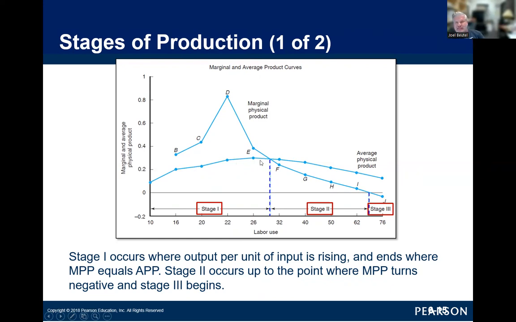One way of thinking about this is your marginal physical product is your grade in this class. Your average physical product is your GPA. So if your grade in this class is higher than your GPA, then your GPA is still going up. That's stage 1, growth phase. If your grade in this class is the same as your GPA, your average grade point average, then you're going to end up with no change, right?